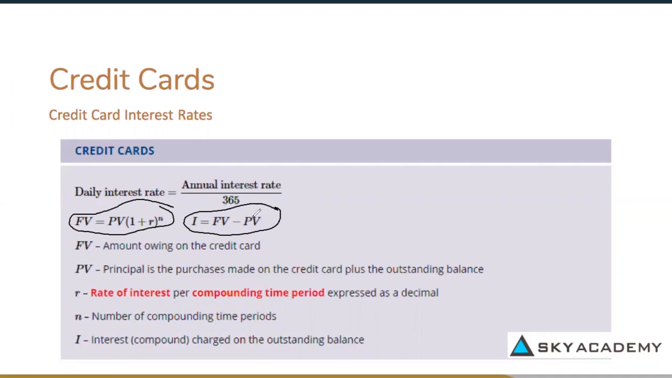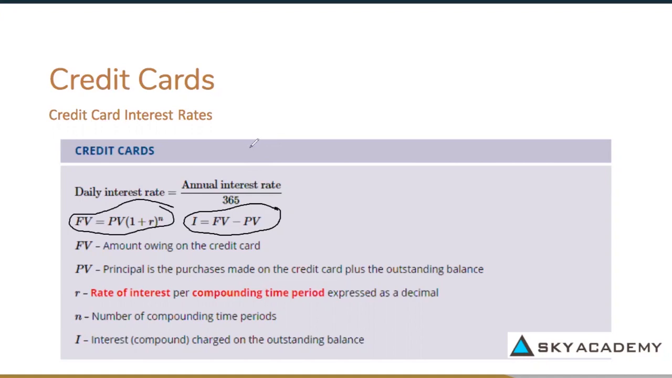We need to know that credit cards generally use a daily interest rate. So they charge interest daily, which means that if you were given an interest rate per annum, which is annual, that is yearly, you have to divide that by however many days are in the year, which is 365, to get the daily interest rate. So that's something to remember when you're figuring out the rate. Just check if they want the daily interest rate, which 99% of the time they will want the daily interest rate.